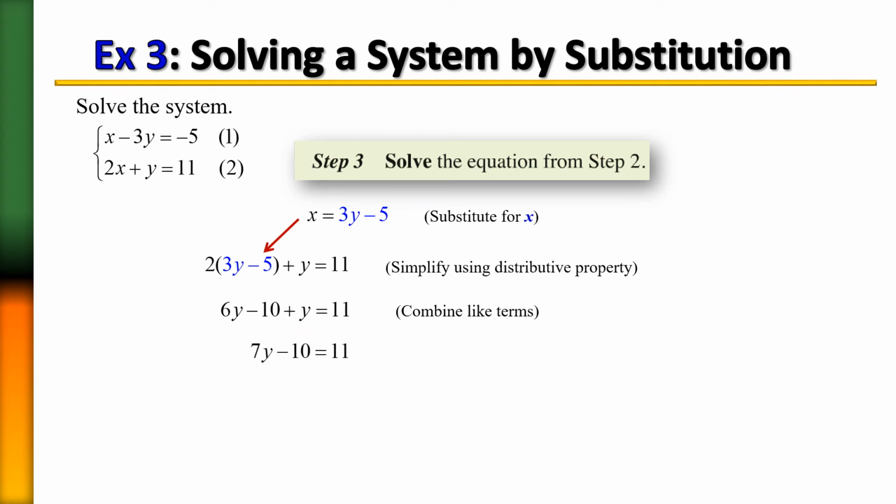What's my next step to solving this equation? That's correct. Add 10 to each side. Divide by 7. And y equals, you got it, 3. So our y value is 3.